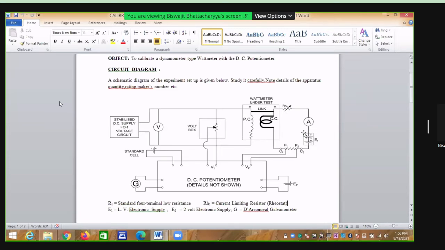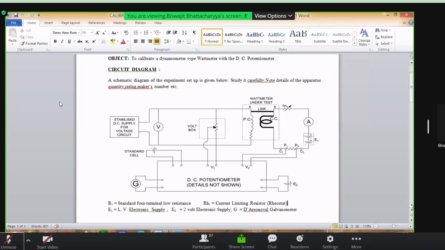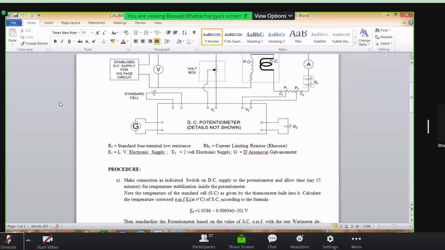One error will be for with link, another error will be for without link. And there will be a graph, in the y-axis error, in the x-axis instrument reading 0, 20, 40, 60, 80, 100, and in the y-axis it will be the percentage error. So let's see then what will be the experimental sheet, all such things.